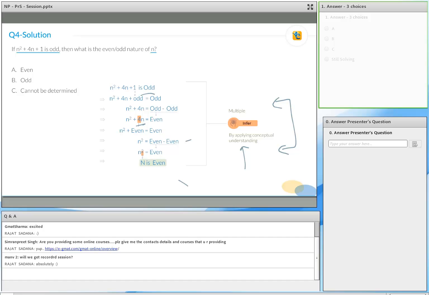Then is it better to do trial and error? No, it's not better to do trial and error. When you say trial and error, I'm guessing you mean putting in numbers and then seeing. I usually recommend that approach only for some specific types of questions, and this is not one of those questions. Over here, it's simply drawing inferences based on your conceptual understanding. And those of you who are not able to get it, that's an indication that you need to work on this process skill. So that is something which I want you to take from this.